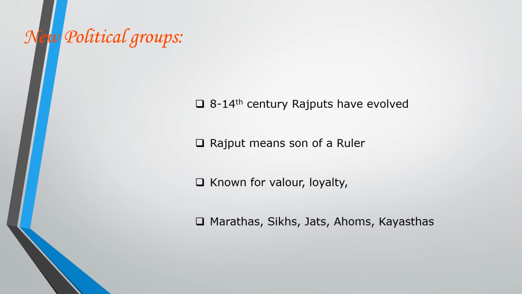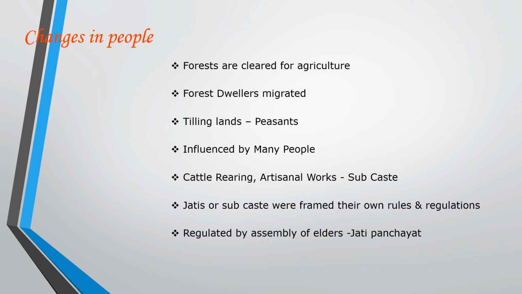Slowly we can find different kinds of ruling dynasties which came. Those are Marathas, Sikhs, Jats, Ahoms and Kayasthas. So there you find a lot of differences. What about the people, how did the different caste system evolve?